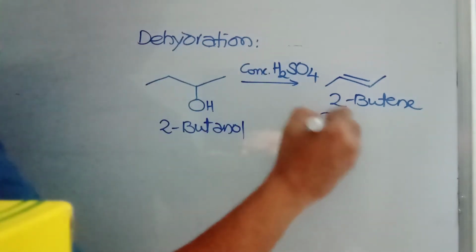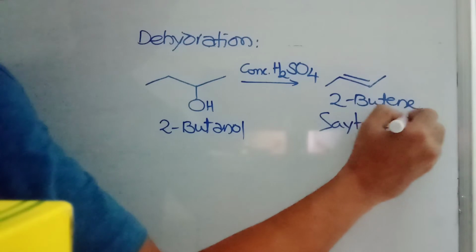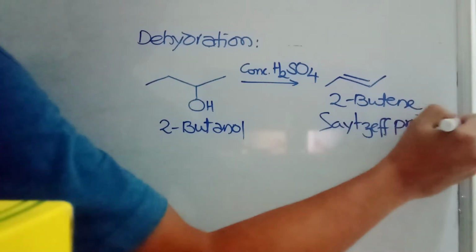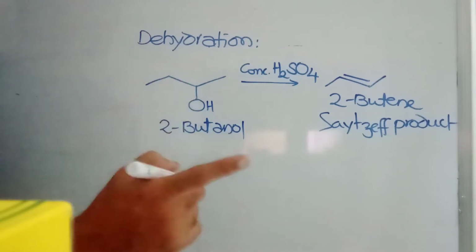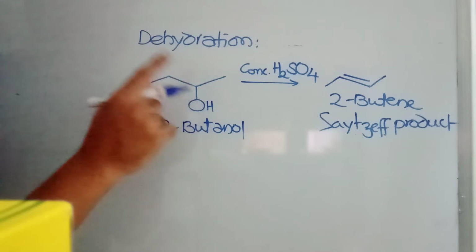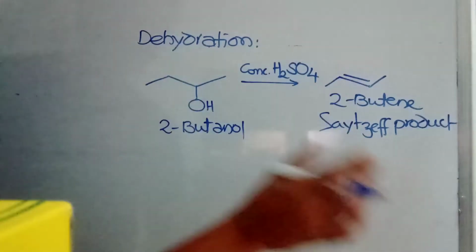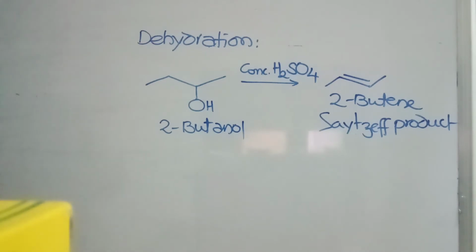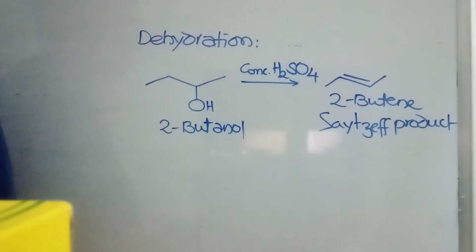Why? Again, the rule is the Saytzeff product. The more substituted alkene is the major. Don't put the double bond on this side; the double bond on this side is the major one. So concentrated sulfuric acid will always give you the Saytzeff product only. So when 2-butanol type of compounds are given, go with 2-butene, not 1-butene.